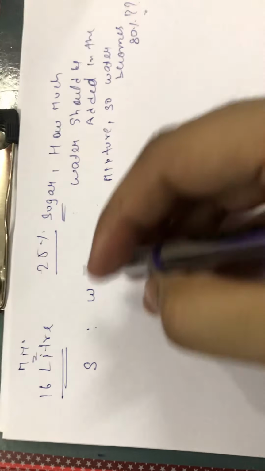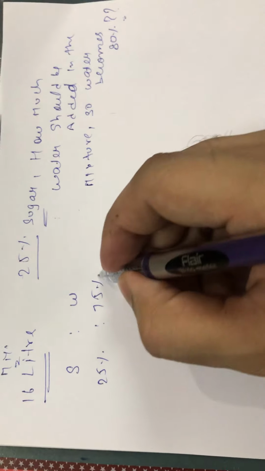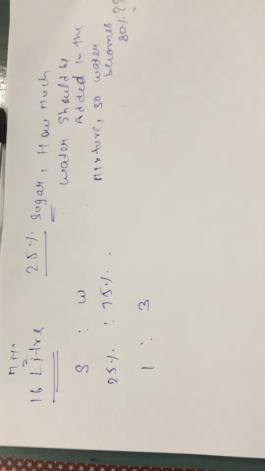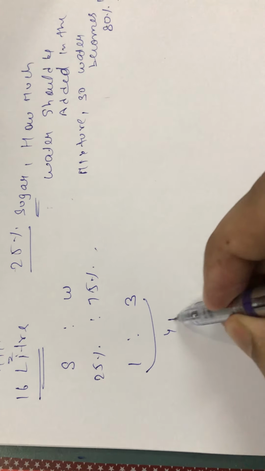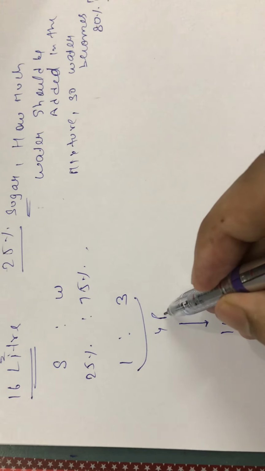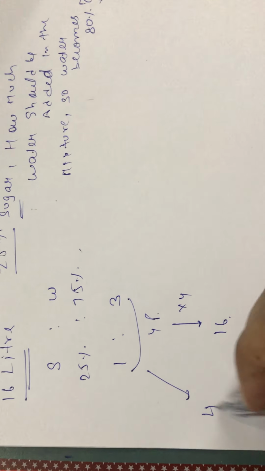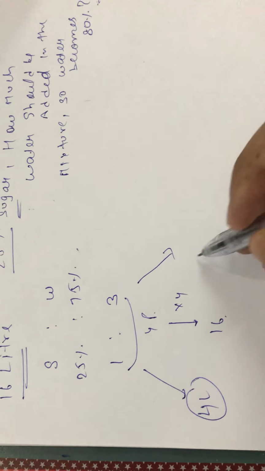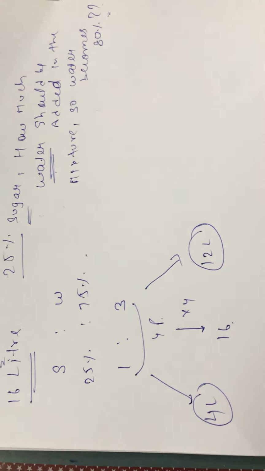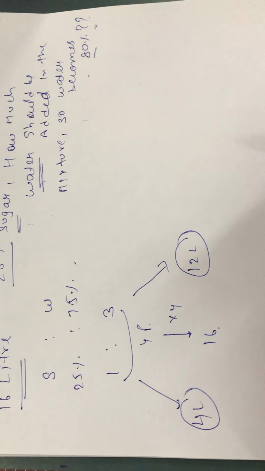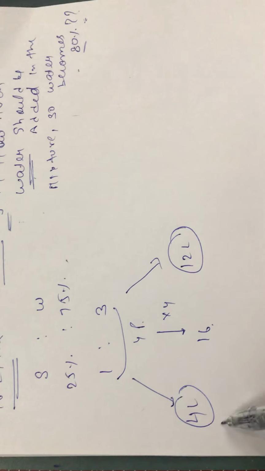Now if it is 25% sugar, obviously water will be 75%. So I'll say the ratio will become 1:3, right? As the total mixture is 16 liters, I'll say this is 4 parts. 4 parts value is 16 liters. If I want to make 4 as 16, I need to multiply here by 4. So here sugar is 4 liters and here water is 12 liters. Now they are asking how much water should be added so that it becomes 80%. Now one thing to remember, they are adding water. So sugar has to be the same.